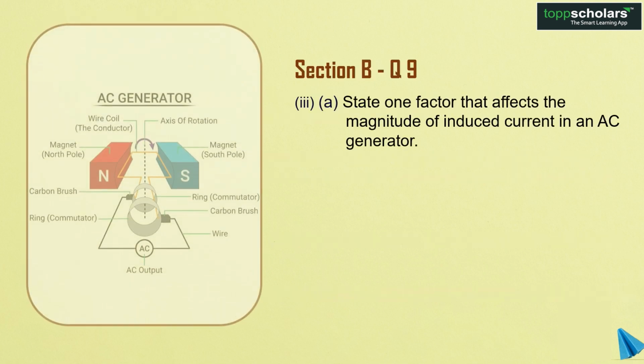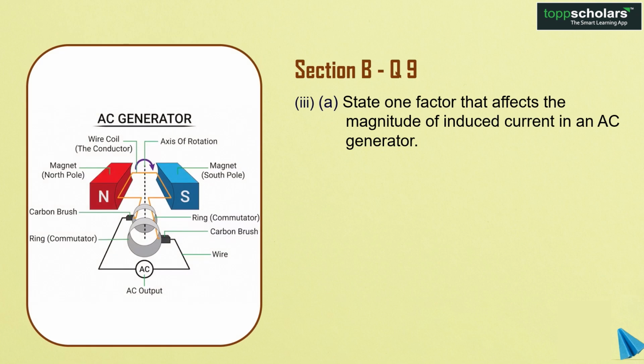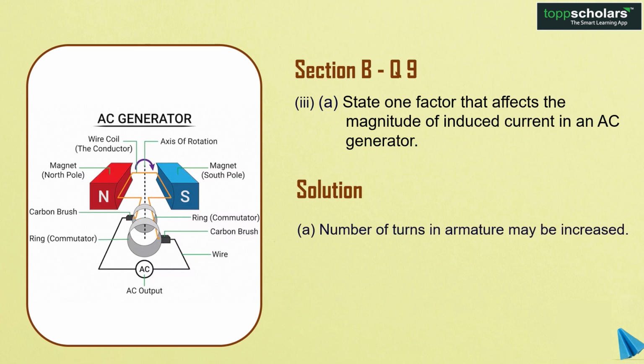And let's see the third part. State one factor that affects the magnitude of induced current in an AC generator. A: the number of turns in the armature may be increased.